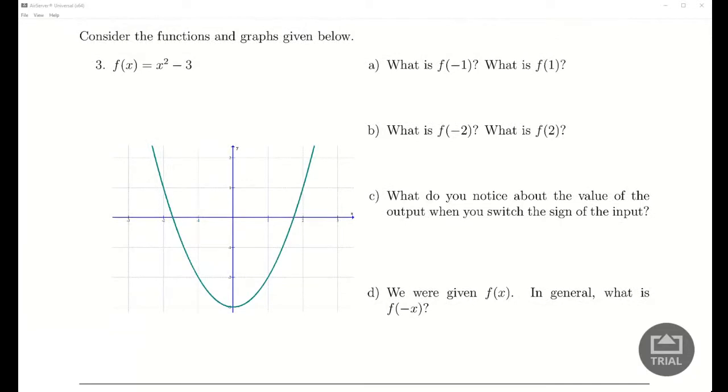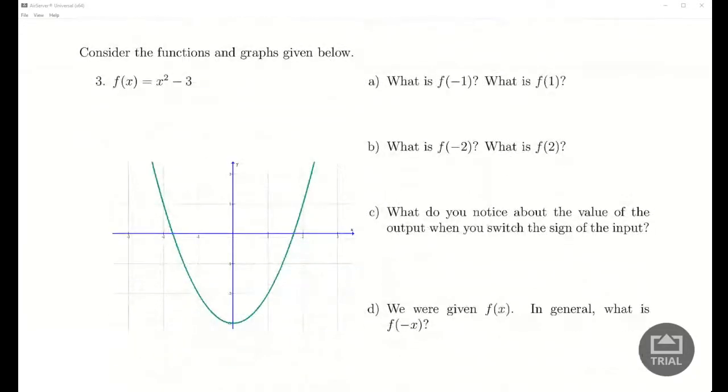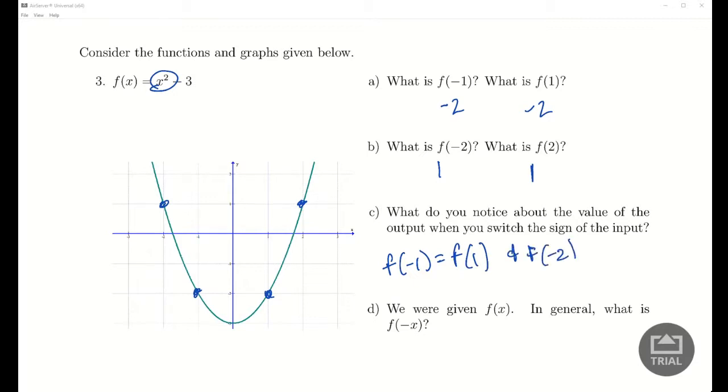So we have this function x squared minus 3. It's a parabola. With f of negative 1, that would be negative 2, and f of 1 is also negative 2. What's f of negative 2? That would be positive 1, and f of 2 is also positive 1. So here, f of negative 1 equals f of 1, and f of negative 2 equals f of 2. So when we change the sign of the input, the output doesn't change.